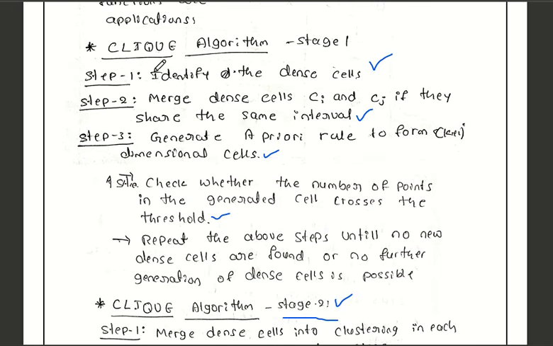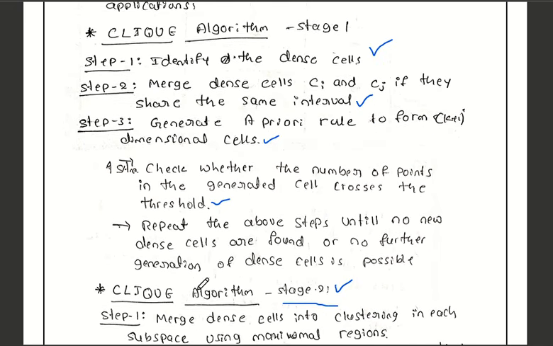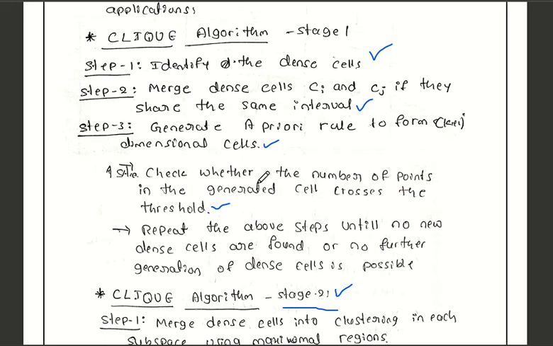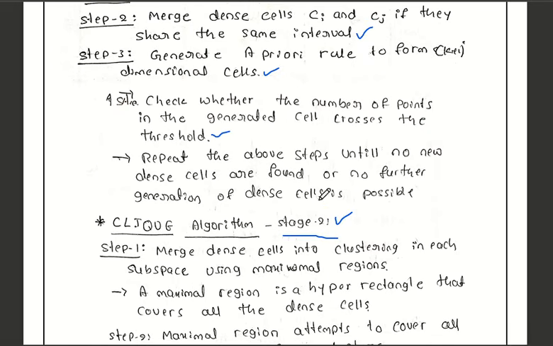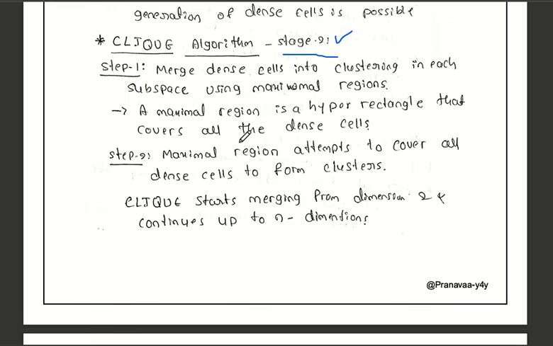That is there in the CLUE algorithm, stage one. So before executing that CLUE algorithm, you have to do some prior work. That's the reason. The CLUE algorithm has both stage one and stage two. You need to write both stages.